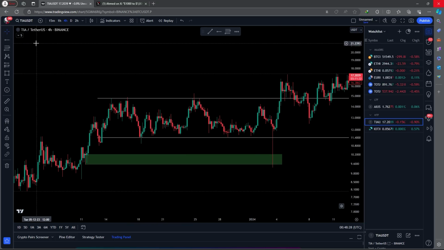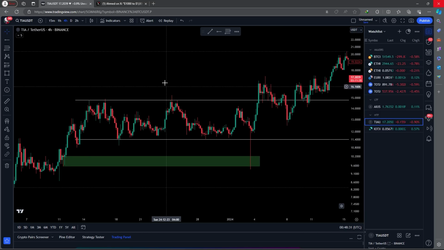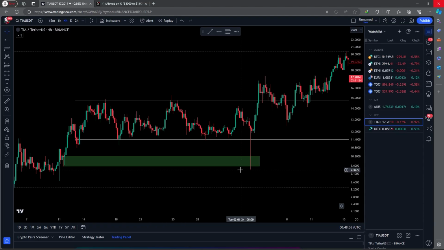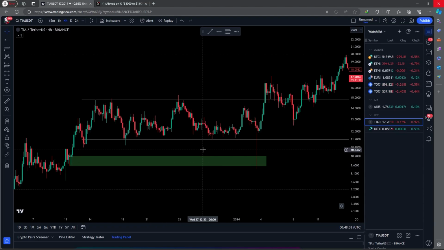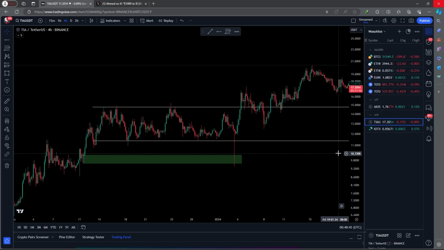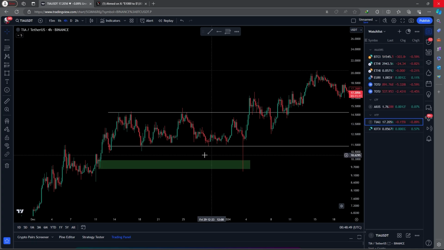So that is exactly the model right there. Just like equal low sweep, you have this range low sweep. The range low sweep is directly going into the order block or demand zone, and you are placing a limit order into it. Now, I think I was in this trade as well when I was trading TIA and I posted it on Twitter as well. This was like a major market down where TIA did this move.